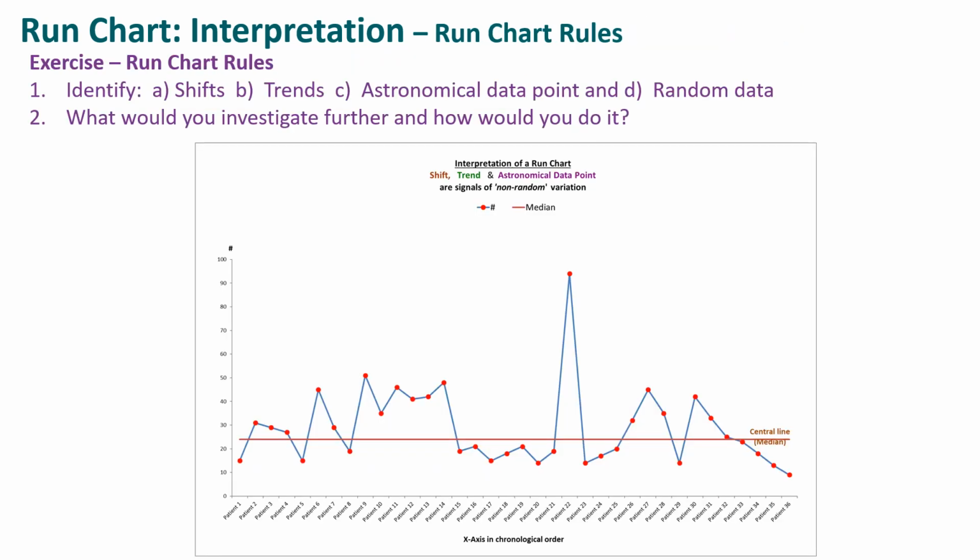And now it's over to you. We're going to do an exercise. So look at the chart below and circle the shifts, trends, astronomical data point, and where the random data is. And then think about what would you investigate further and how you would do it.